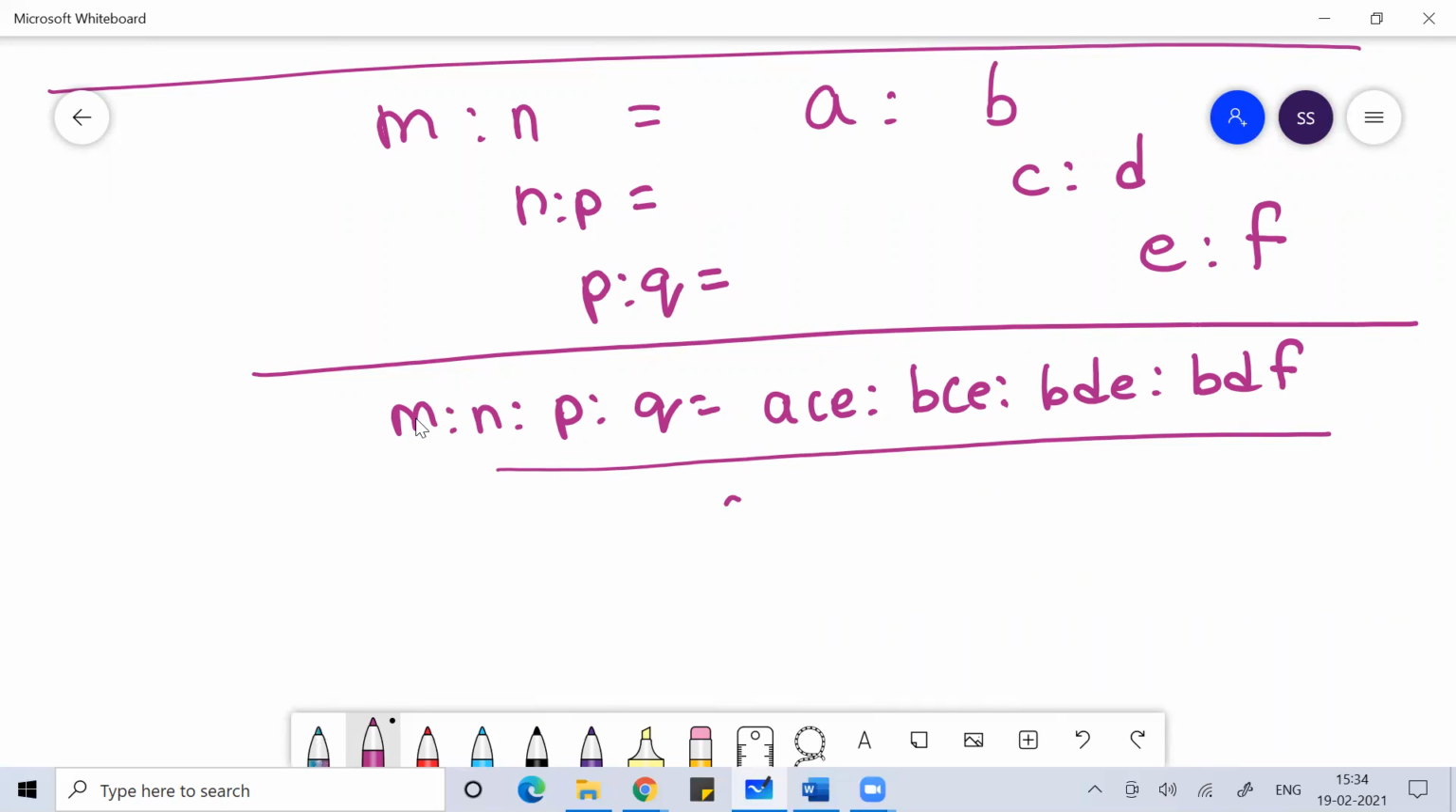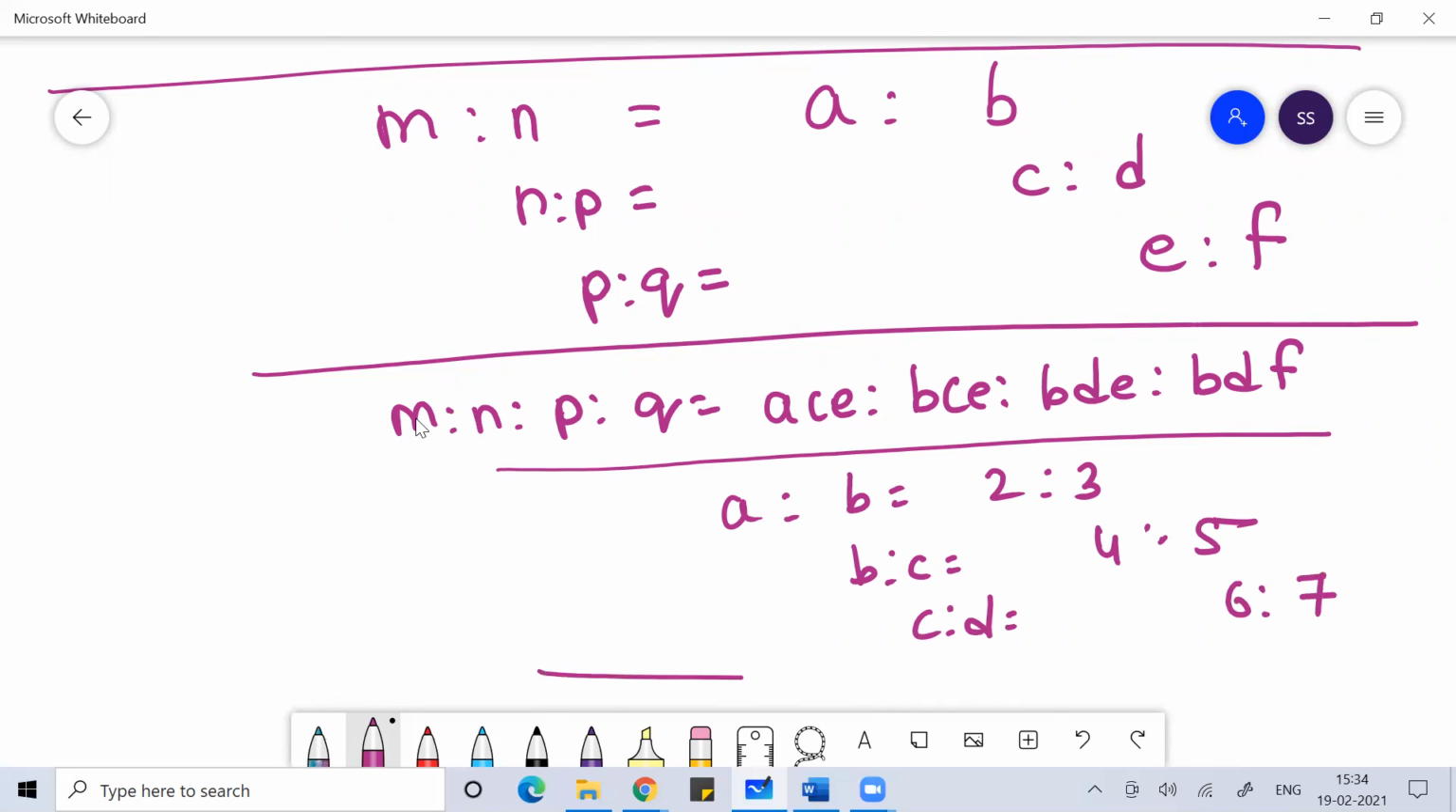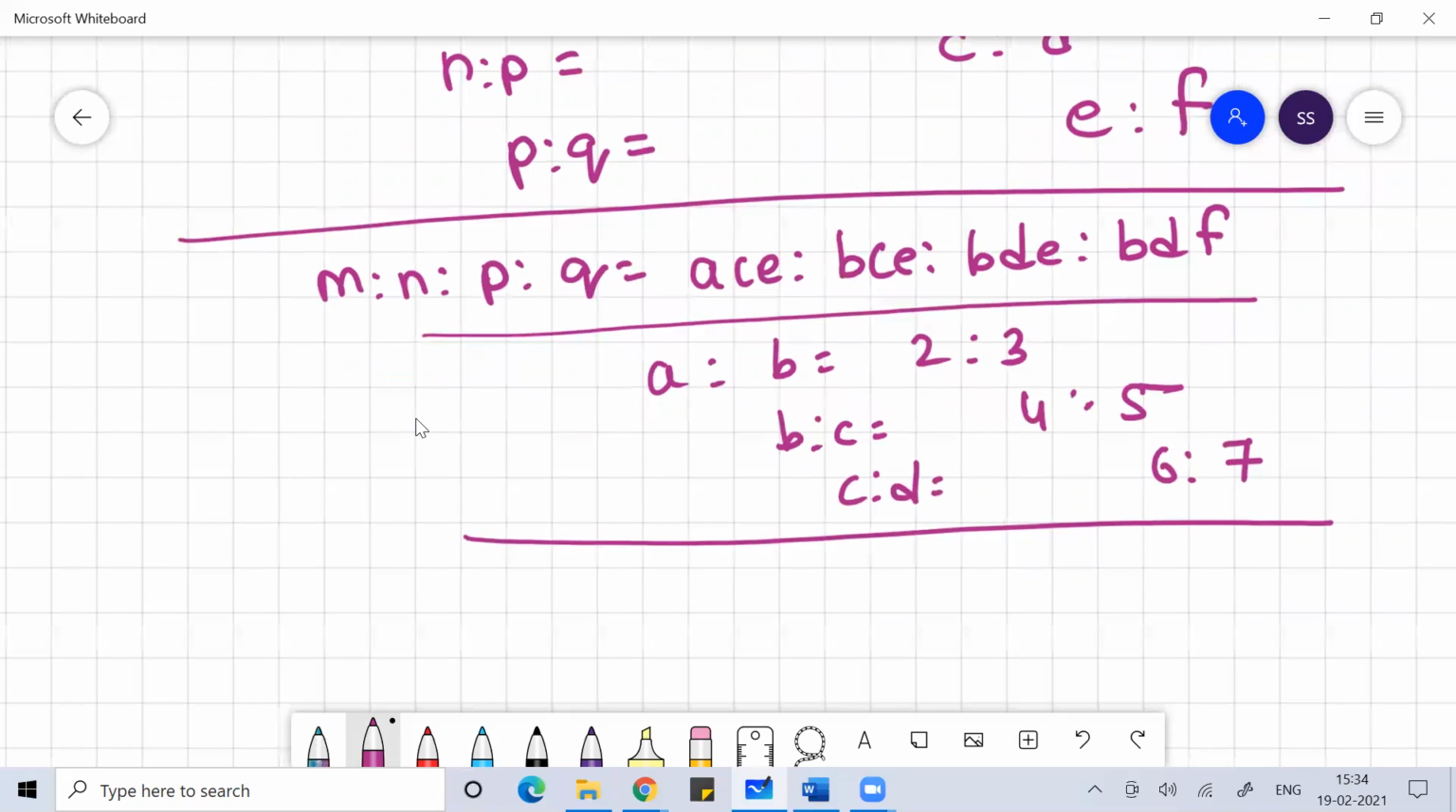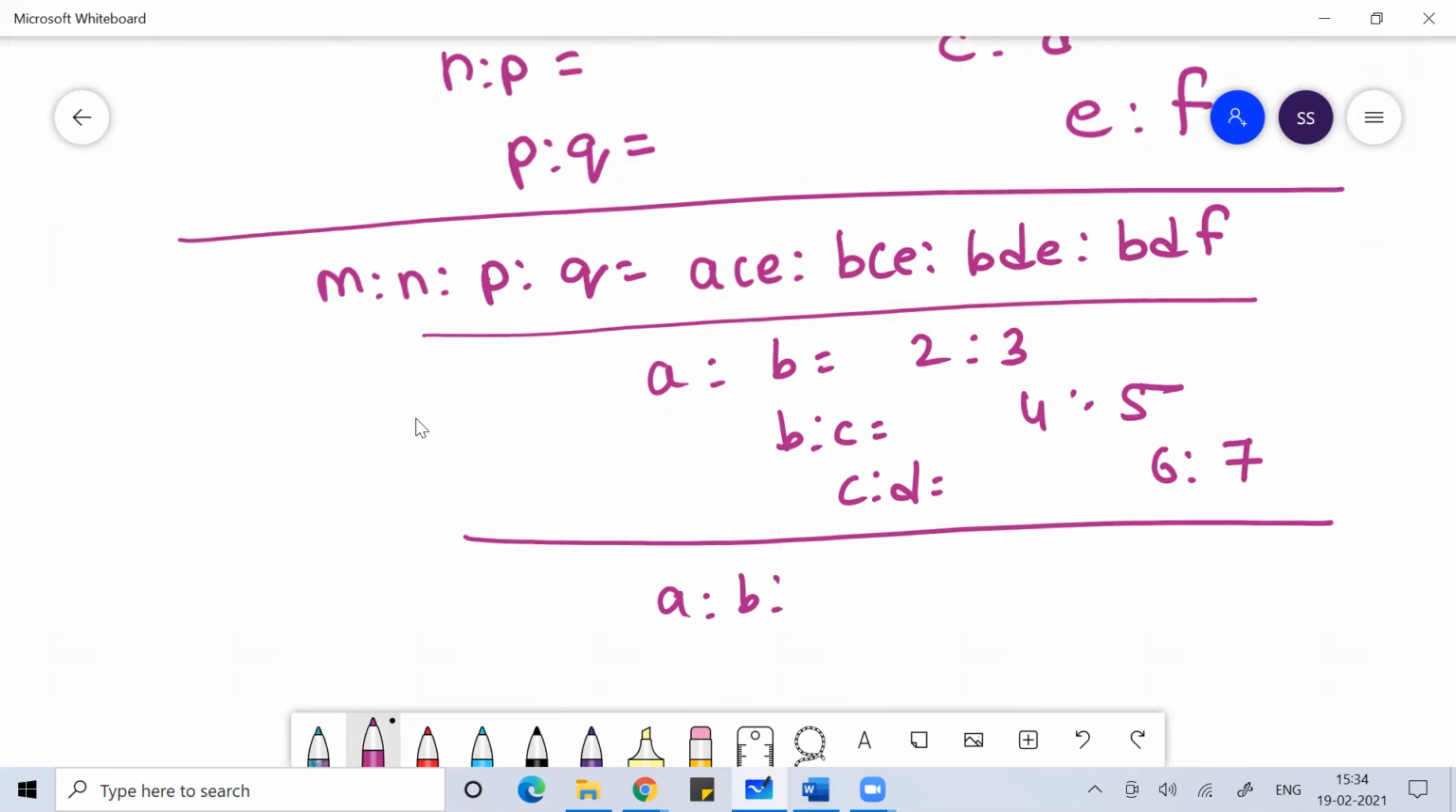So if I say A is to B is 8 is to 12 is to 15, B is to C is 4 is to 5, and C is to D, suppose 6 is to 7. So your answer for here, this would be A is to B is to C is to D. So this would be 8 6 are 48 is to 12 6 are 72 is to 15 6 are 90 is to 15 7 are 105.